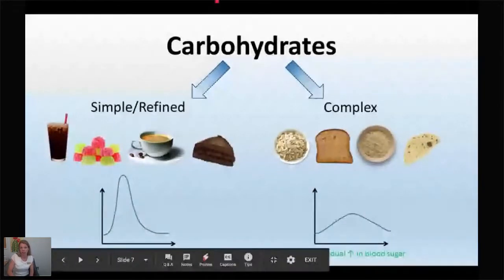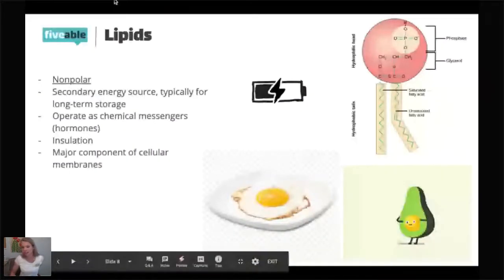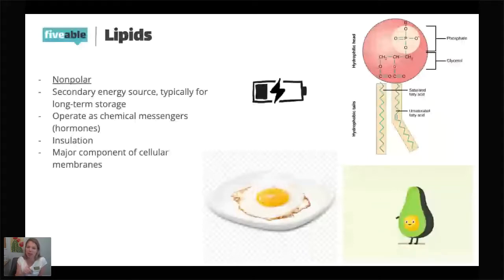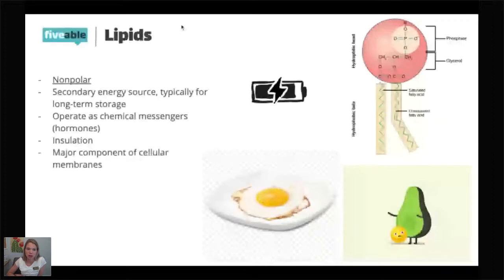Y'all ready to talk about some lipids? I love lipids, I love fats. They are delicious and they're good for you. There used to be a big trend where they would say, don't eat fats, they're not good for you, but they are extremely good for you and they make up a big majority of your body, and they are supposed to.